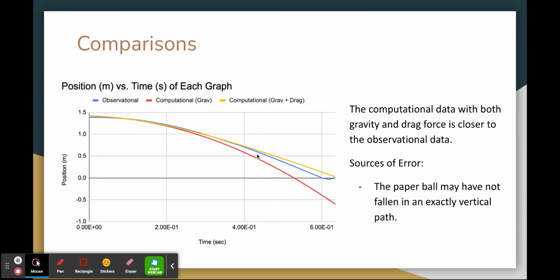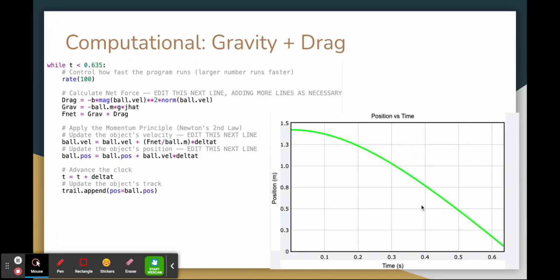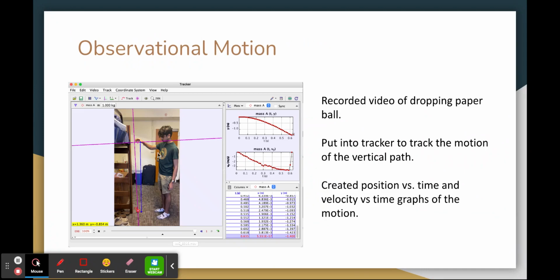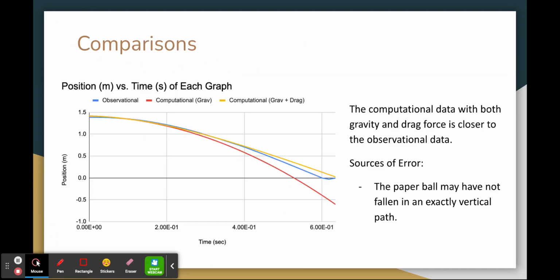Sources of error for this would be that the paper ball may not have fallen in an exactly vertical path. That's also why we set our axes in the observational data to be a little bit tilted, but it isn't always perfect, so that can probably cause some sort of error.